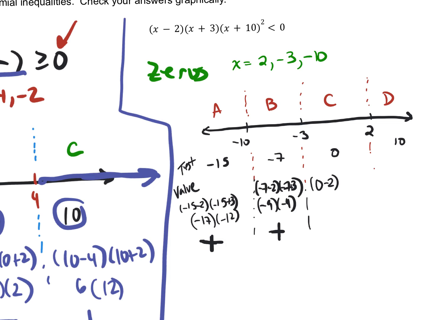0 minus 2 and 0 plus 3. And again, I can ignore the last one because it's squared. That's going to be negative because it's -2 times 3.